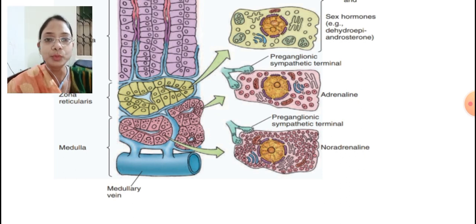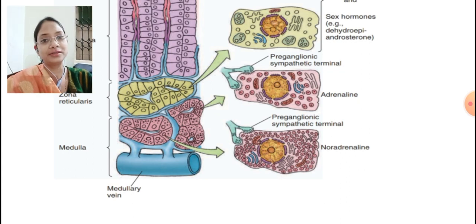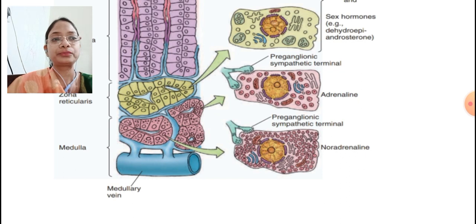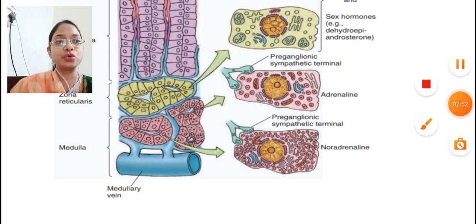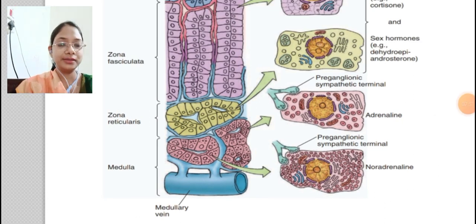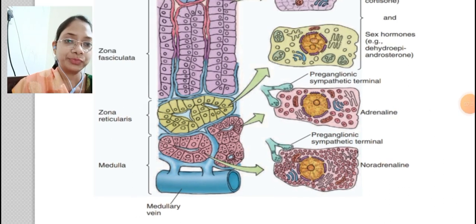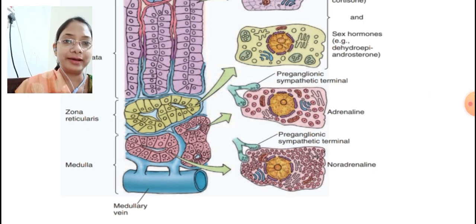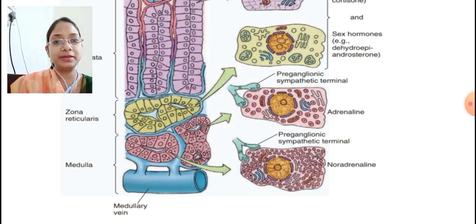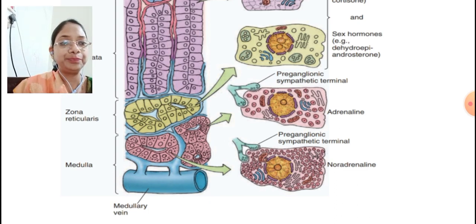So stress hormones are those hormones which are secreted under stress conditions. So whenever there is stress, there will be the secretion of the adrenaline and noradrenaline hormones. So these hormones play an important role. As you can see here, these cells are again polyhedral, they are columnar, and they are basophilic. They will take the basic stain, and adrenaline and noradrenaline will be secreted by these cells.